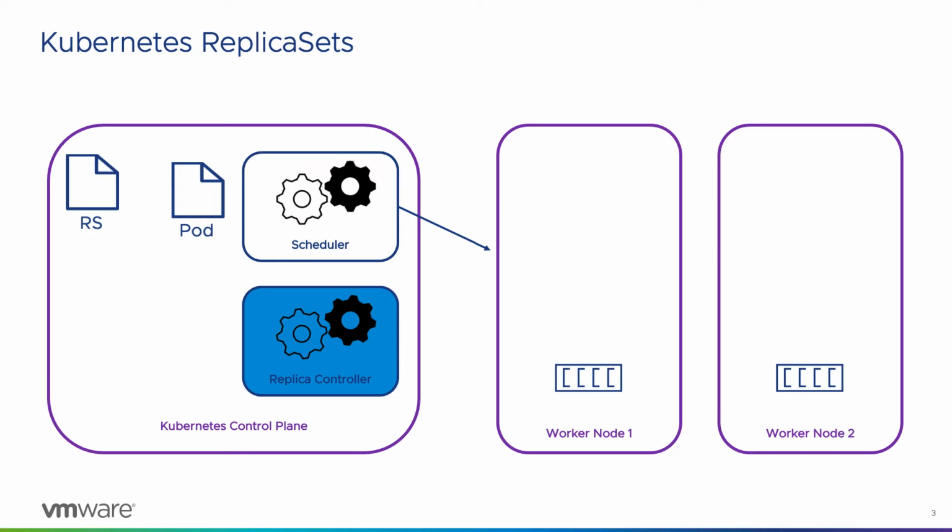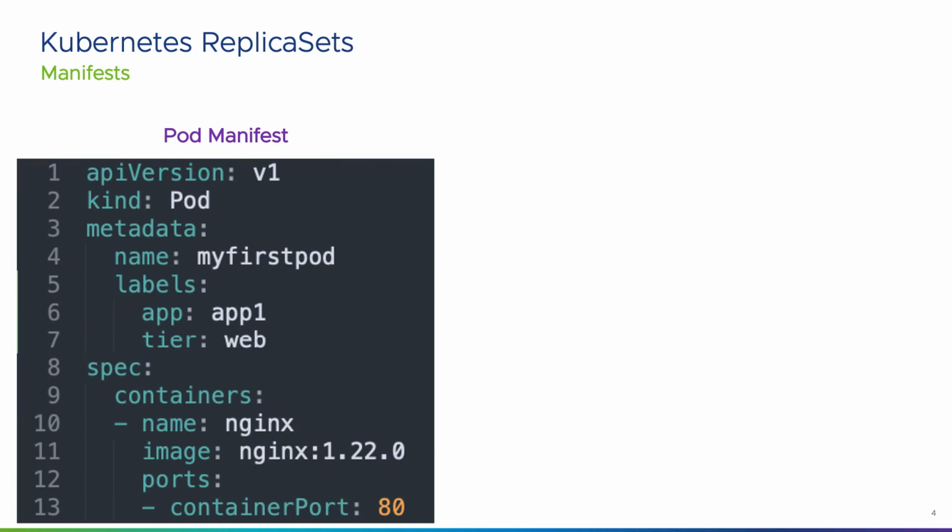Let's see how a replica set manifest compares with the pod manifest we've recently learned about. First, let's review our pod manifest. I've taken the pod manifest from our previous lecture and added a section to the metadata fields. I've added labels, which are tags that help better describe our pods. These labels don't affect how the pod operates, but are often used to identify pods.